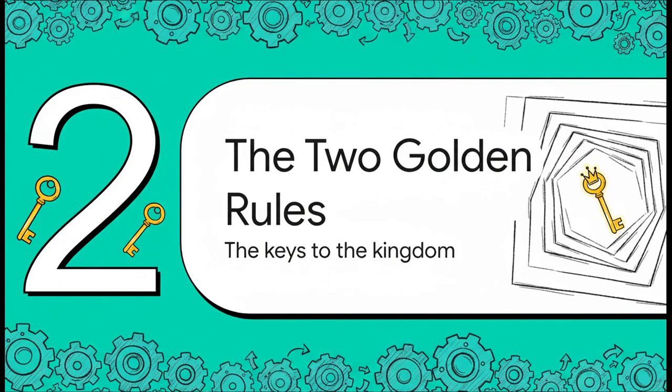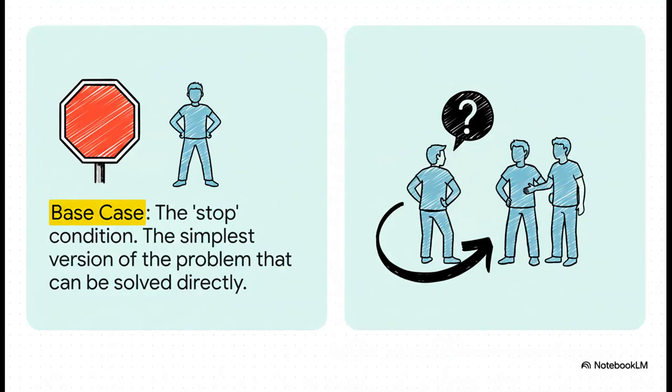Okay, so this is where it gets really important. For this whole thing to work and not just go on forever, like those infinite mirrors we talked about, every single recursive solution has to follow 2 golden rules. Seriously, if you get these 2 things down, you've got recursion. So here they are, the 2 essential parts.